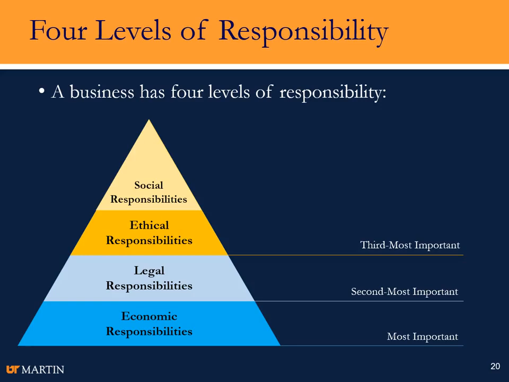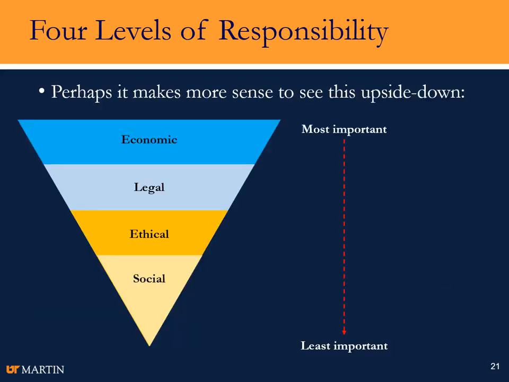That doesn't necessarily mean legal versus illegal. There are a lot of choices that we make in life that are not strictly legal or illegal, but they're ethical. And then the least important is social responsibilities. Social responsibilities are things like providing for the welfare of people outside the company, Starbucks planting trees and so on. Now I think it makes more sense to look at this the other way, so we have a top-down approach. Most important, biggest block of this upside-down pyramid is the economic portion, and moving down to the social.